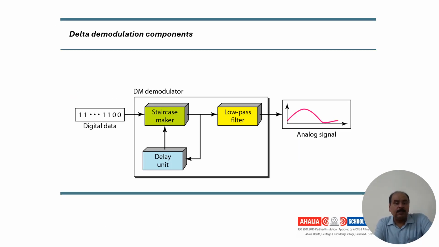At the receiver's end, the digital data is received and fed to the staircase maker through the delay unit and low pass filter, and you get the analog signal in the end. It is just the reverse process of the transmitter.